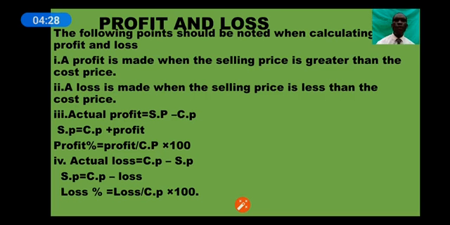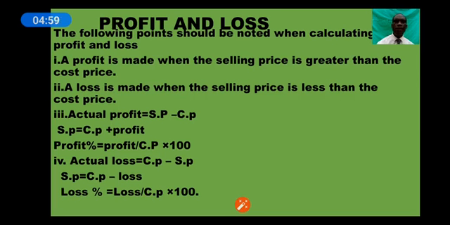Now, before we go on, we want to take to heart the following points. 1, a profit is made when the selling price is greater than the cost price. 2, a loss is made when the selling price is less than the cost price. Then 3, the actual profit is given as selling price minus cost price. And so this brings selling price to cost price plus profit.